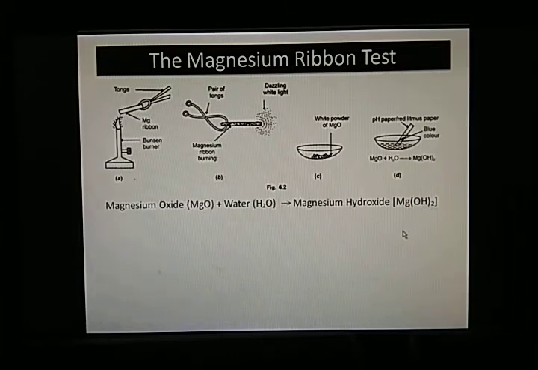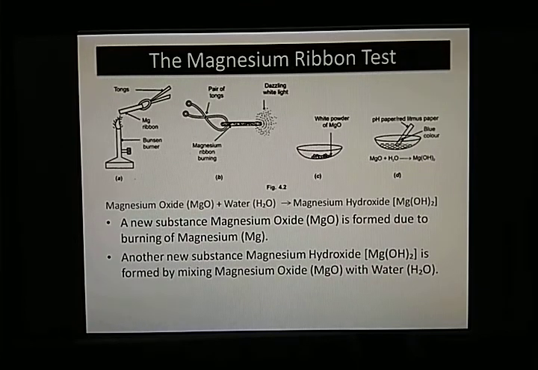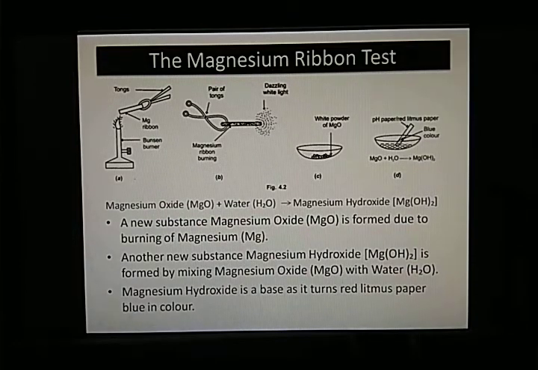So what inferences did we get from this whole magnesium ribbon test? Let us see. First of all, we got a new substance, magnesium oxide, which was formed due to burning of magnesium. The next new substance we got is called magnesium hydroxide. From where did we get that? From mixing magnesium oxide and water. So two substances we got. First magnesium oxide and another magnesium hydroxide. Clear? We also came to know that magnesium hydroxide is a base. It is basic in nature.